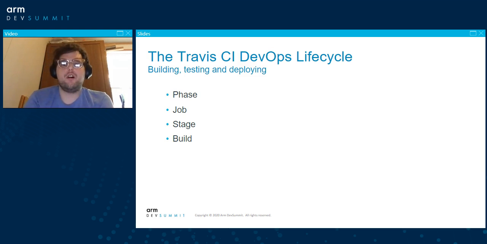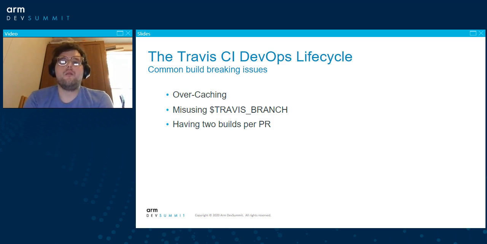Now on to the Travis CI DevOps lifecycle. There's 4 of them. There's phase, job, stage, and build. And some problems that you might be facing specifically in a YAML file when you invoke a build is overcaching, misusing Travis branch. So that is, of course, if you're using a bash script, you may misuse that and that will cause the build to fail. And of course, the classic having 2 builds per PR, which is a very common mistake. So be careful of that.